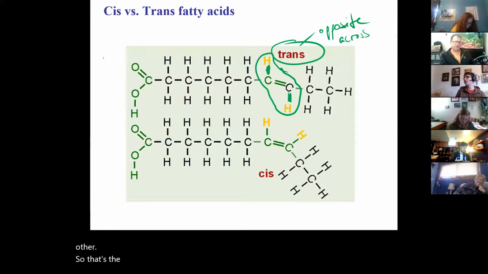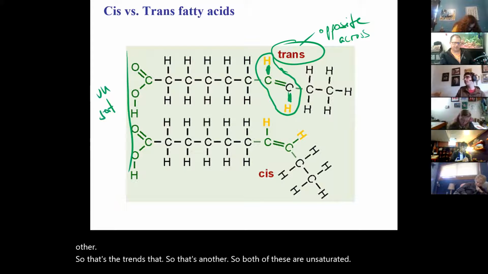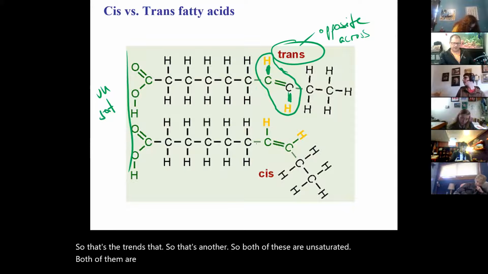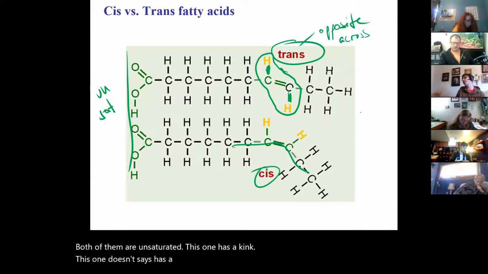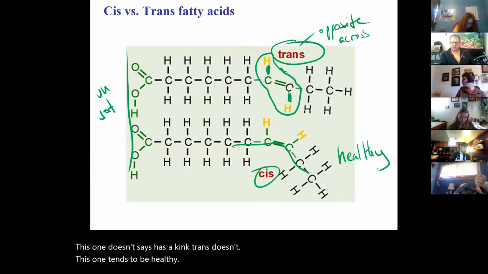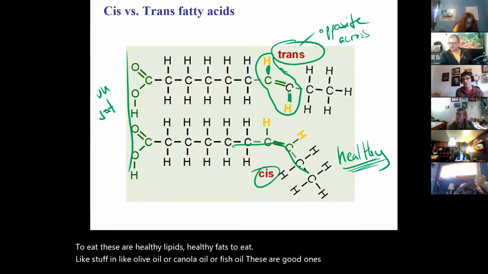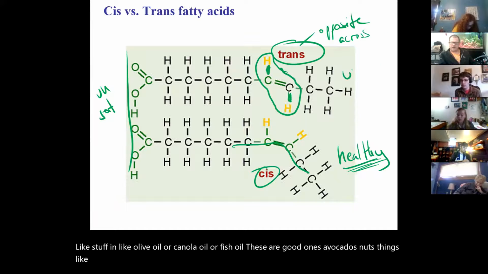So both of these are unsaturated. This one has a kink. This one doesn't. Cis has a kink. Trans doesn't. This one tends to be healthy to eat. These are healthy lipids, healthy fats to eat, like stuff in olive oil or canola oil or fish oil. These are good ones, avocados, nuts, things like that. These are unhealthy.